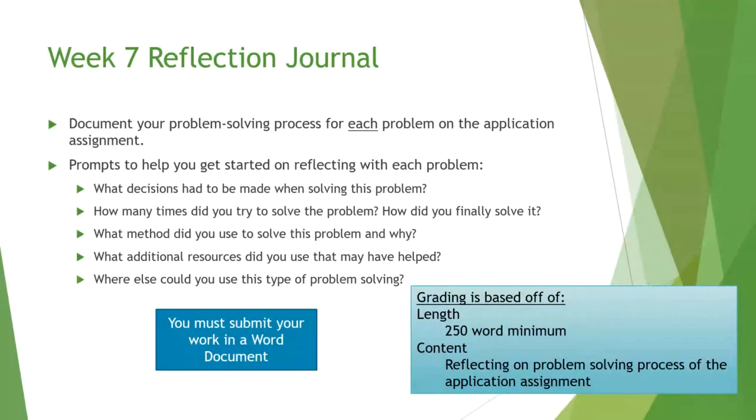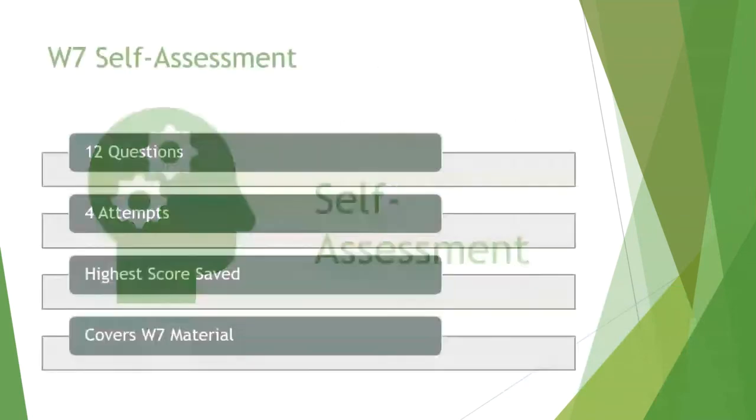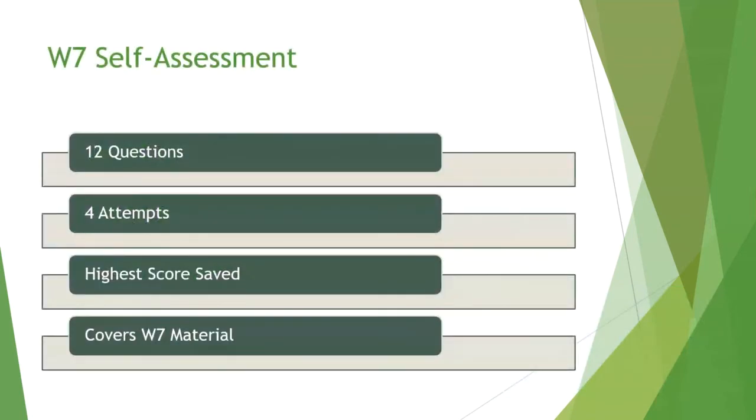And that's another good thing about the reflection journal. Even some of the thinking that you're doing in your head, you can type that up in your reflection journal, and then when you write your assignment, you can make it more concise in a way. Your self-assessment this week is 12 questions on the week 7 material.